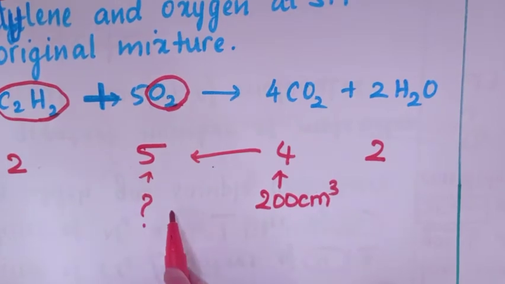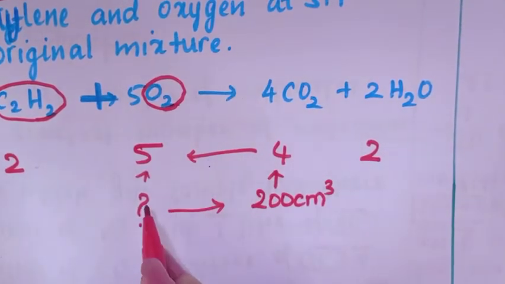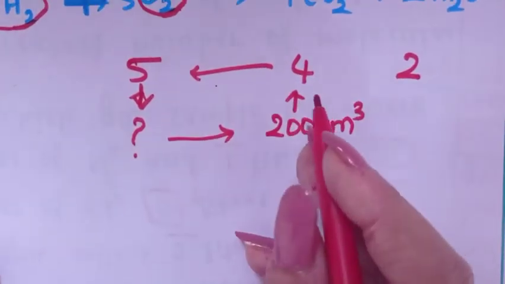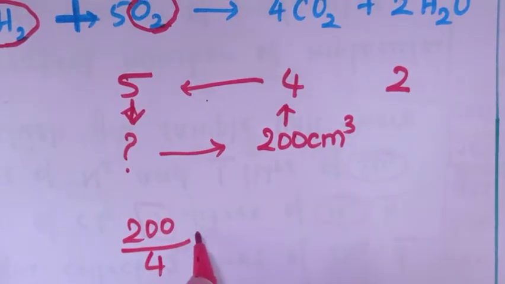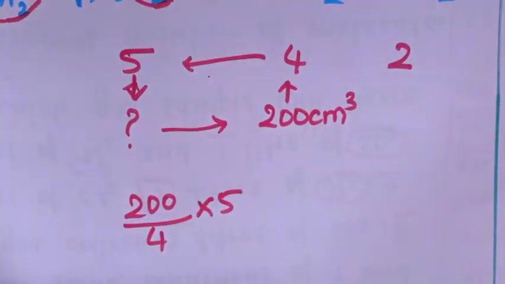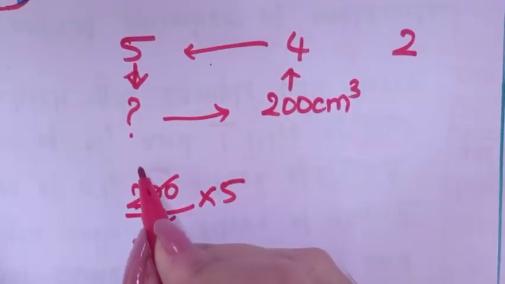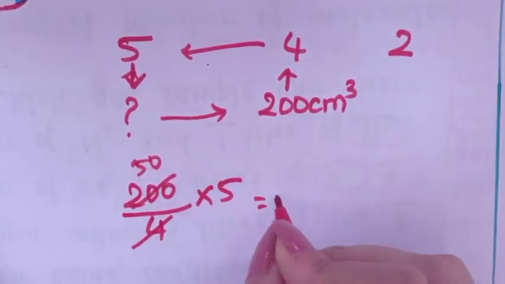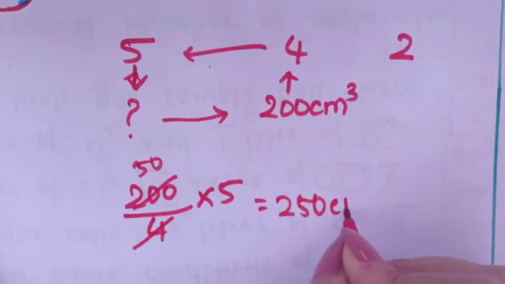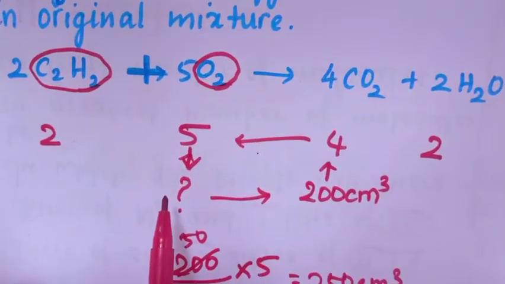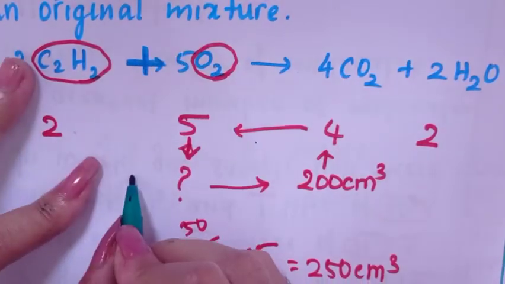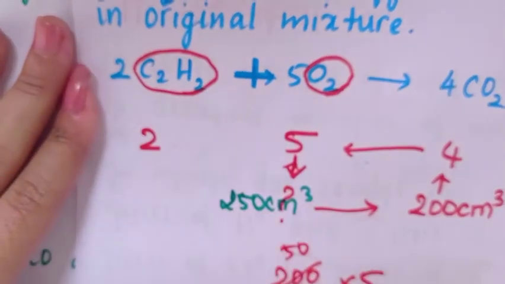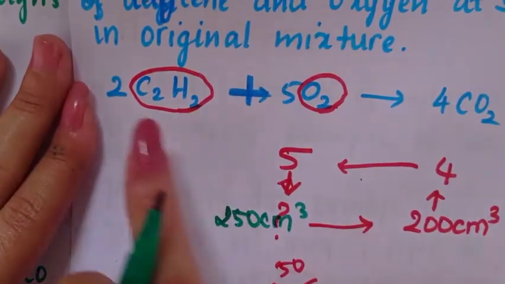Okay, the cycle starts like this, from which we don't know. The cycle starts and it ends. Now I am writing this 200 by 4 into 5. So you can easily cut this. So here 50 into 5, you will get how much? 250 centimeter cube. Have you got what is oxygen? Yes, you have got what is oxygen, 250 centimeter cube. Now using this oxygen's value, 250 centimeter cube, I can find acetylene.